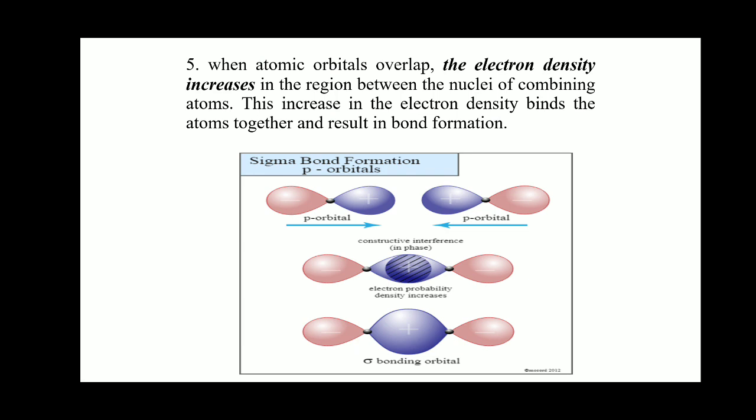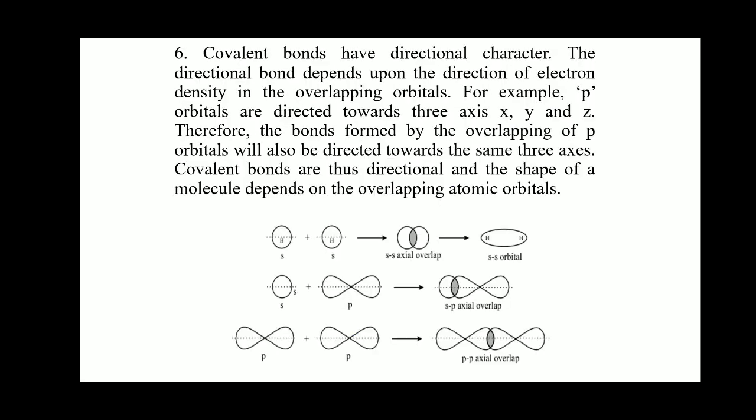Clear? So there is an increase in the electron density which binds the atoms together, and when this p-p overlapping takes place, it results in the formation of a sigma bonding orbital, which results in the formation of a covalent bond. This is the fifth postulate.